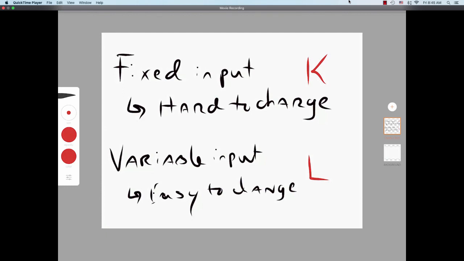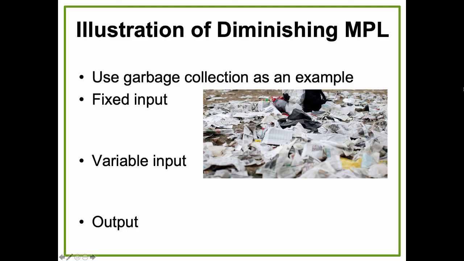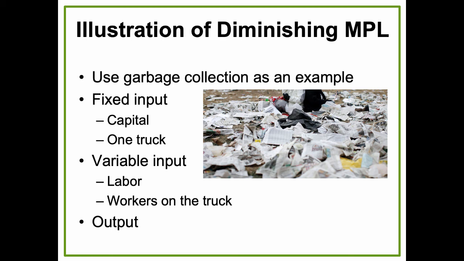So let's see how that plays out in the garbage collection example. Okay, so with garbage, the fixed input is capital, and it's the garbage truck. Again, pretty straightforward illustration of capital. It's a tool, and it's hard to get more of these because they're very expensive. You don't just walk down to the garbage truck dealer like you would to a car dealer and pick out a truck. You have to order these things. It takes time. The variable inputs are the laborers.